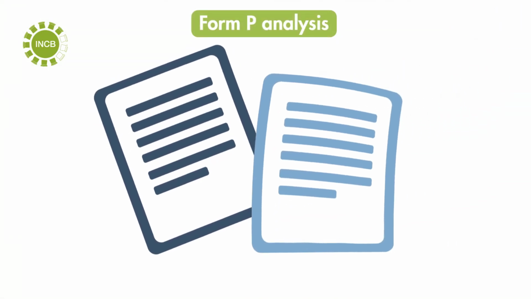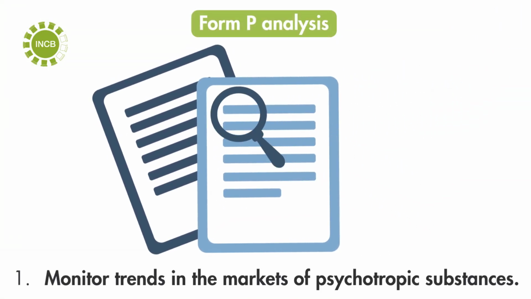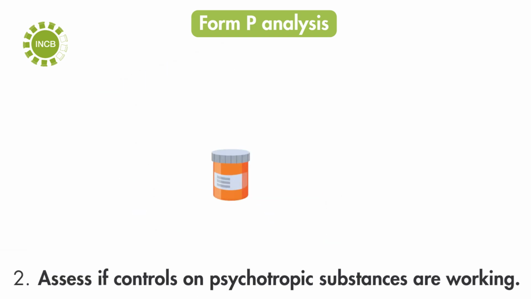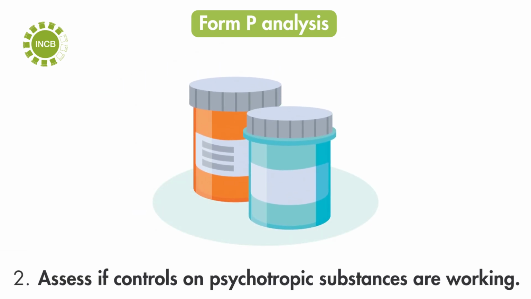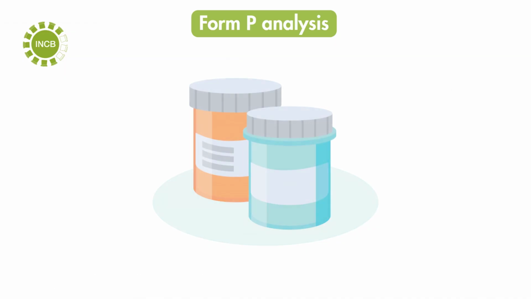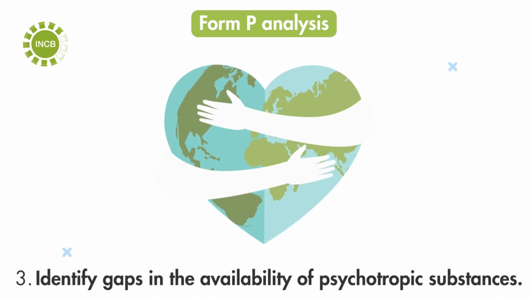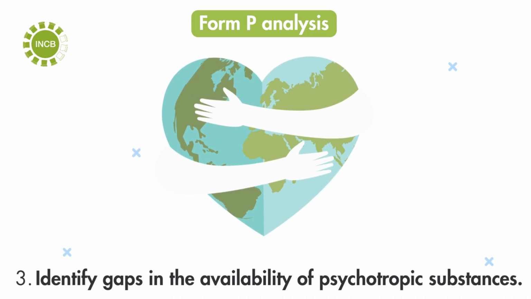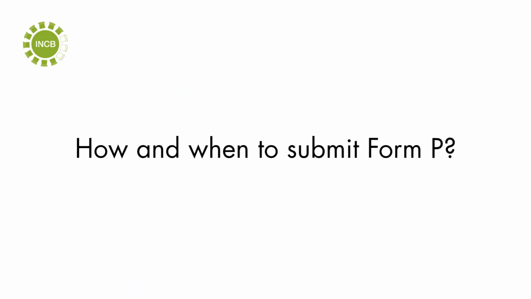The information in Form P is used to monitor trends in the licit market for psychotropic substances, allowing INCB to assess if controls on the substances are well functioning, as well as identify places where availability of these substances may be insufficient. How and when to submit Form P?